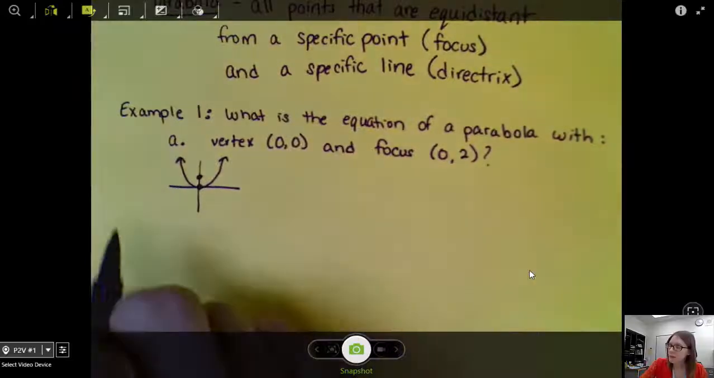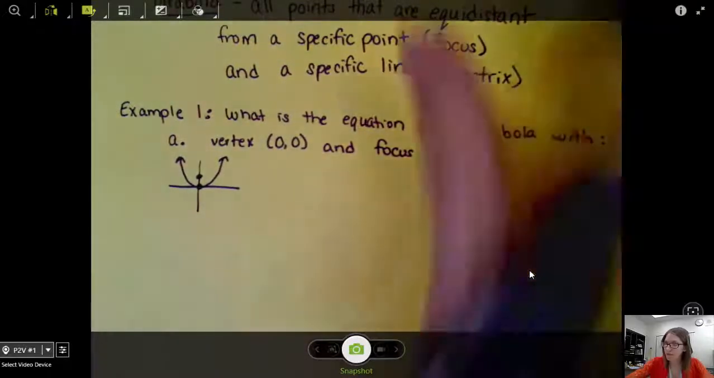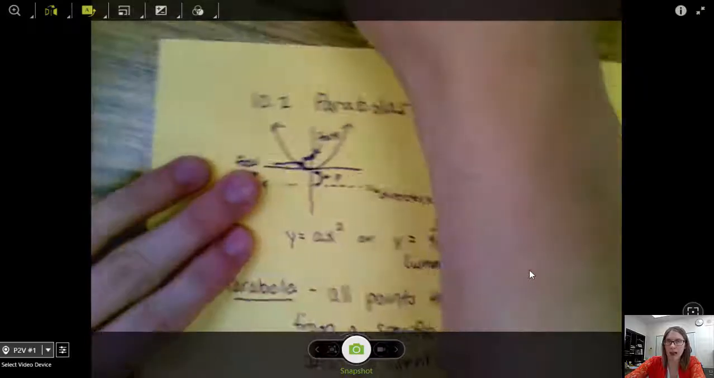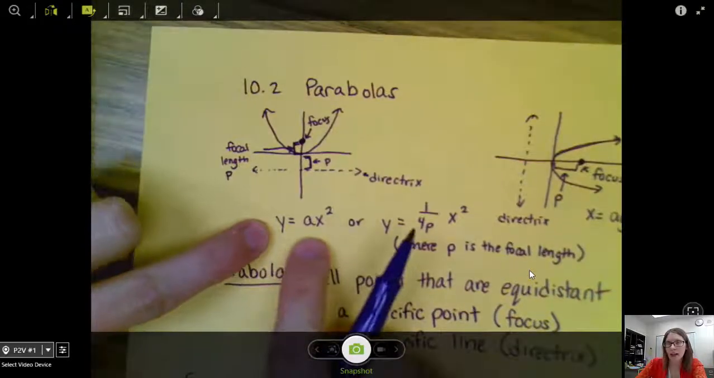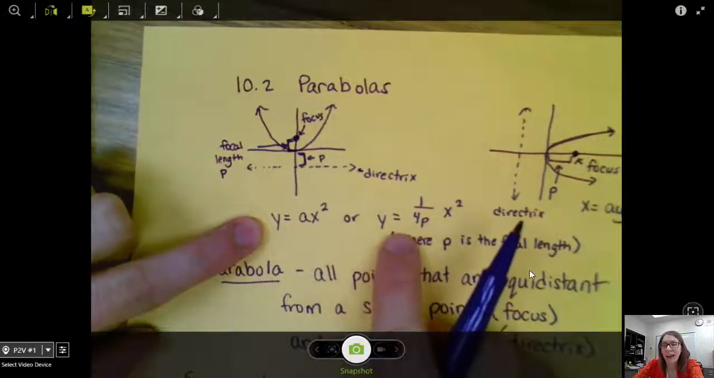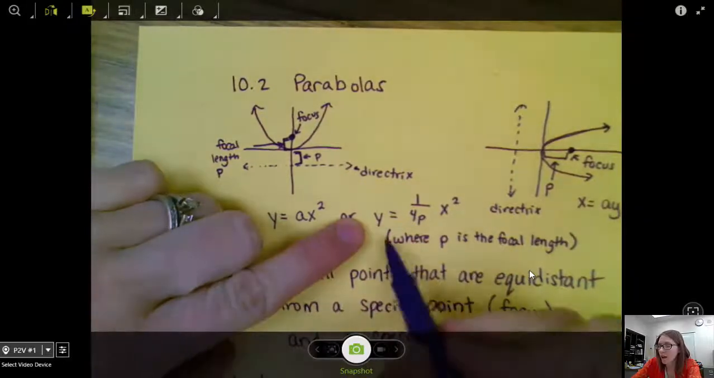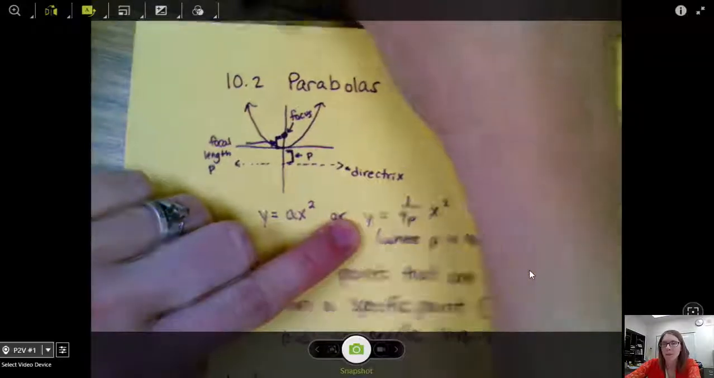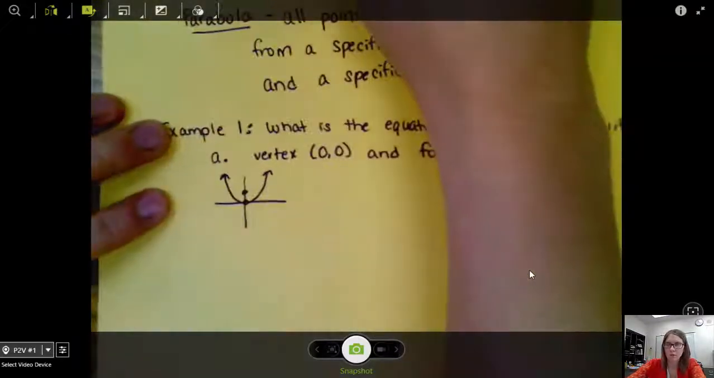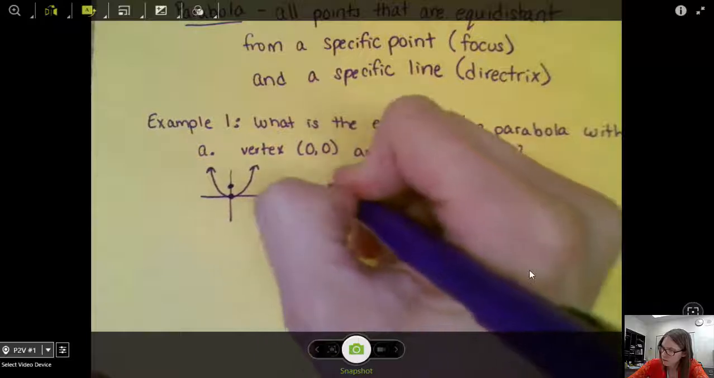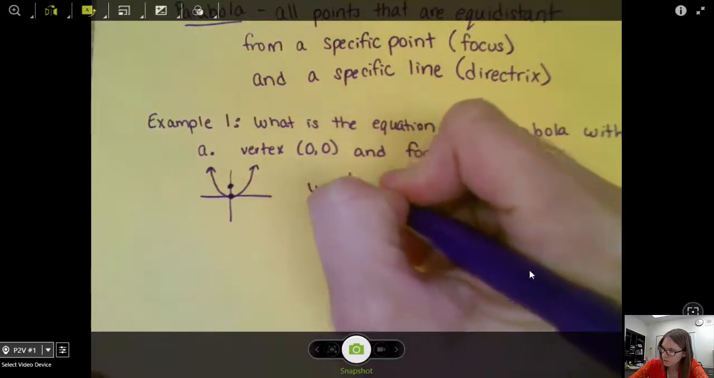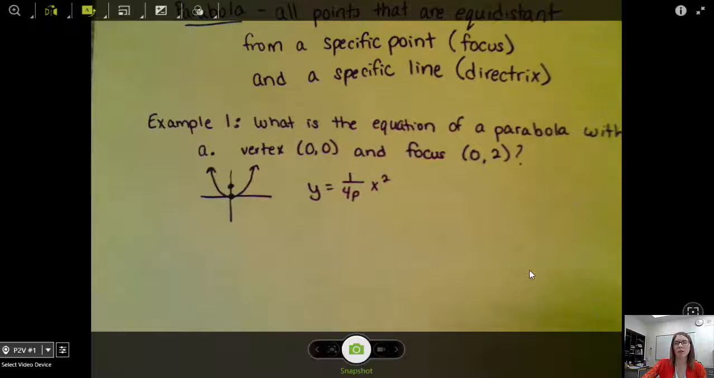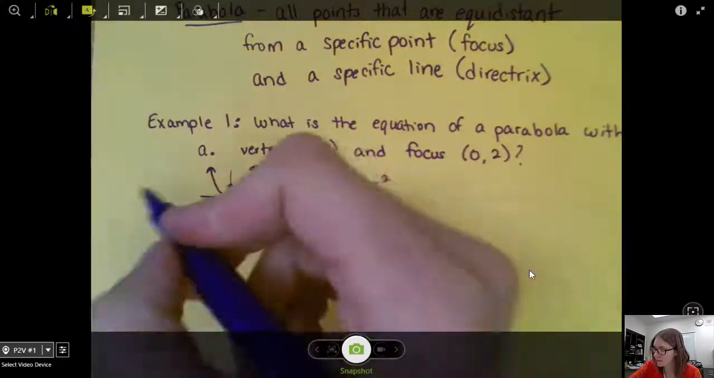All right. Now, since we have an up and down parabola, we know we're going to be looking at this situation, y equals ax squared. Or since we have this information about the focus, this is going to be a lot more helpful for us: y equals 1 over 4p x squared. And p is our focal length. It's our distance from our focus to the vertex.